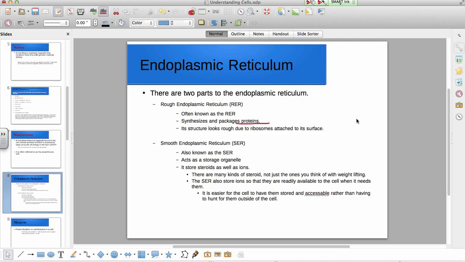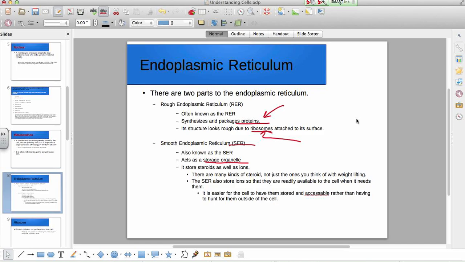Its structure looks rough because we have these other organelles that we're going to talk about called ribosomes, and they're attached to the surface. And again, we'll discuss ribosomes in a few. So the point about the rough endoplasmic reticulum is that it synthesizes proteins, and you can identify it because it has ribosomes on it. The second part of that endoplasmic reticulum is the SER, the smooth endoplasmic reticulum. It acts as a storage organelle. Okay, so where do we have to store things, right, in our cells? So it stores steroids as well as ions.